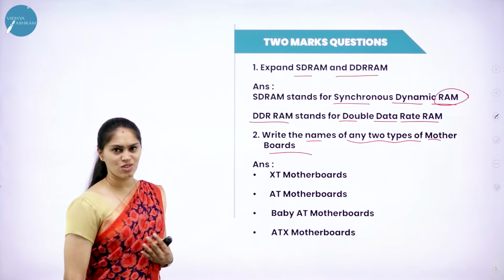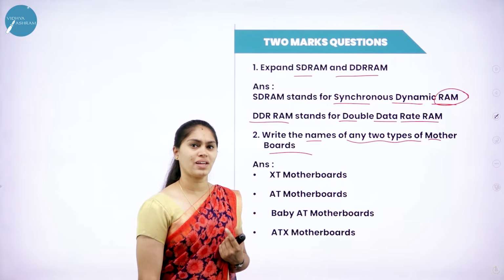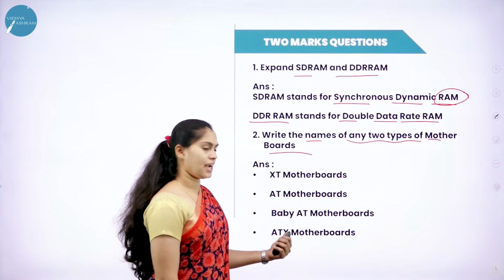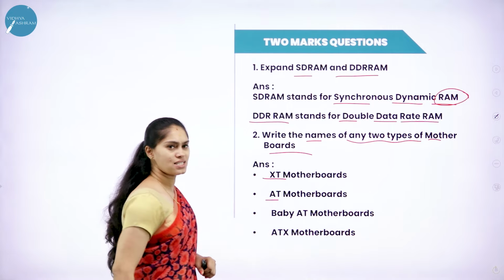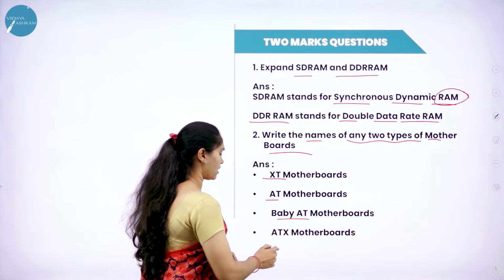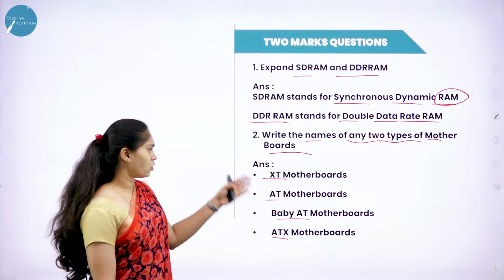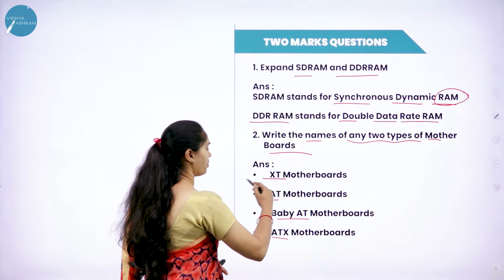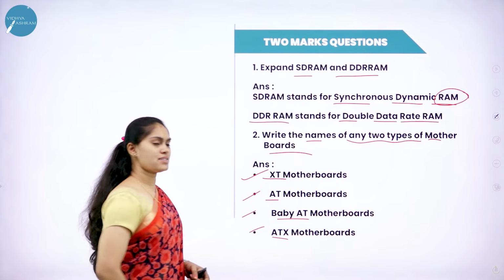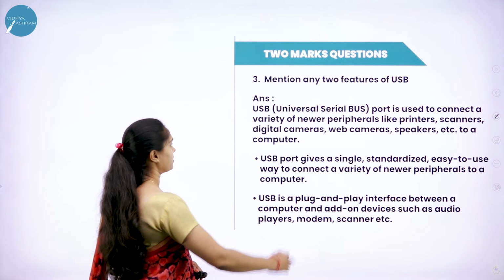So we have 4 kinds of motherboard: XT motherboard, AT motherboard, baby AT, and ATX. That is, extended technology, advanced technology, baby advanced technology, and advanced technology extended. Out of this, you can explain or just mention any 2 out of these 4 in order to get 2 marks.